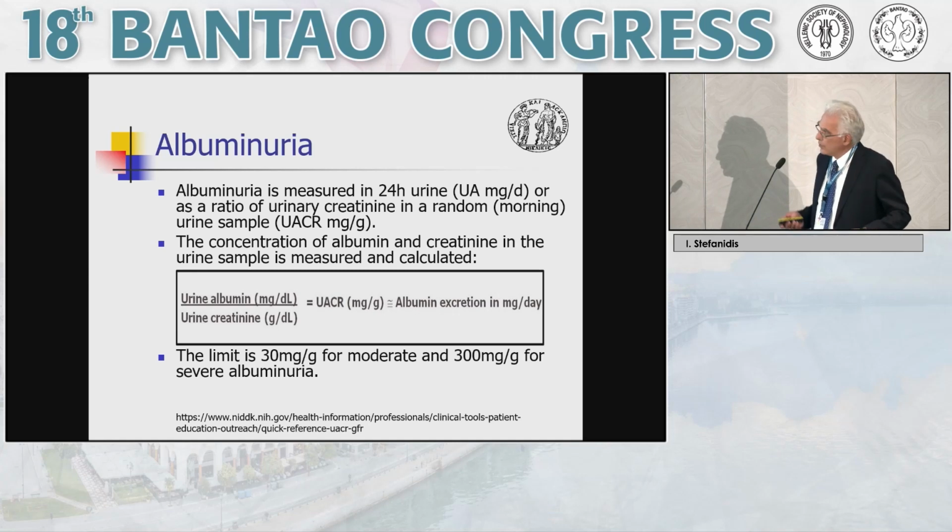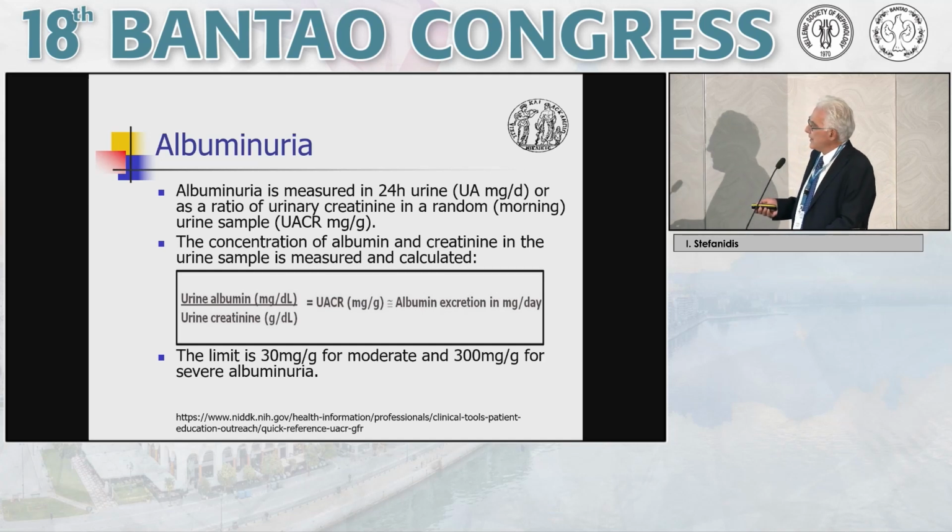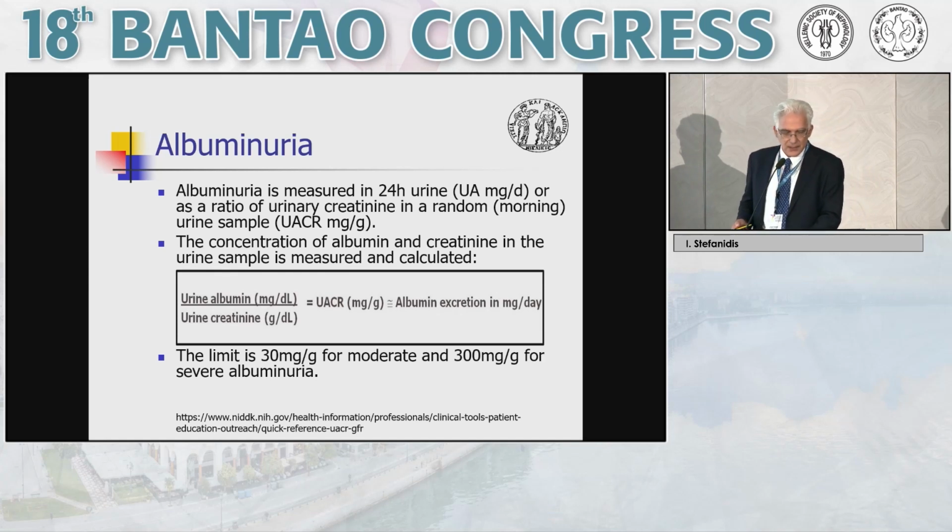Thus, I go to diagnosis, which is measurement of albuminuria in 24-hour urine, but better and easier in a random sample, the ratio to creatinine in the urine. If you have more than 300, you have severe albuminuria. If you have 30 to 300, you have moderate albuminuria.